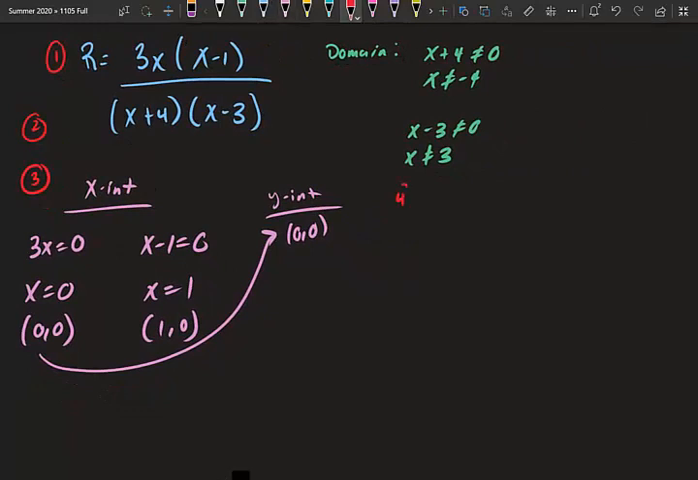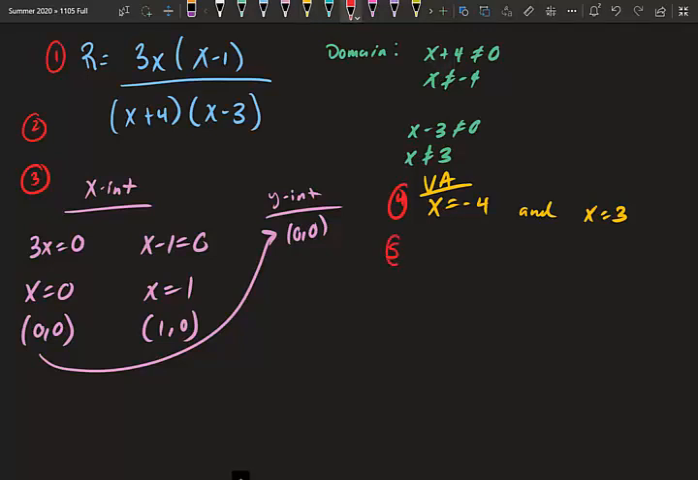Now we move on to either horizontal or oblique asymptote. Sorry, I'm getting ahead of myself. Step 4 is vertical asymptote. So remember, the vertical asymptote is just the domain. So we have x is negative 4 and x is 3. So that's our vertical asymptote.